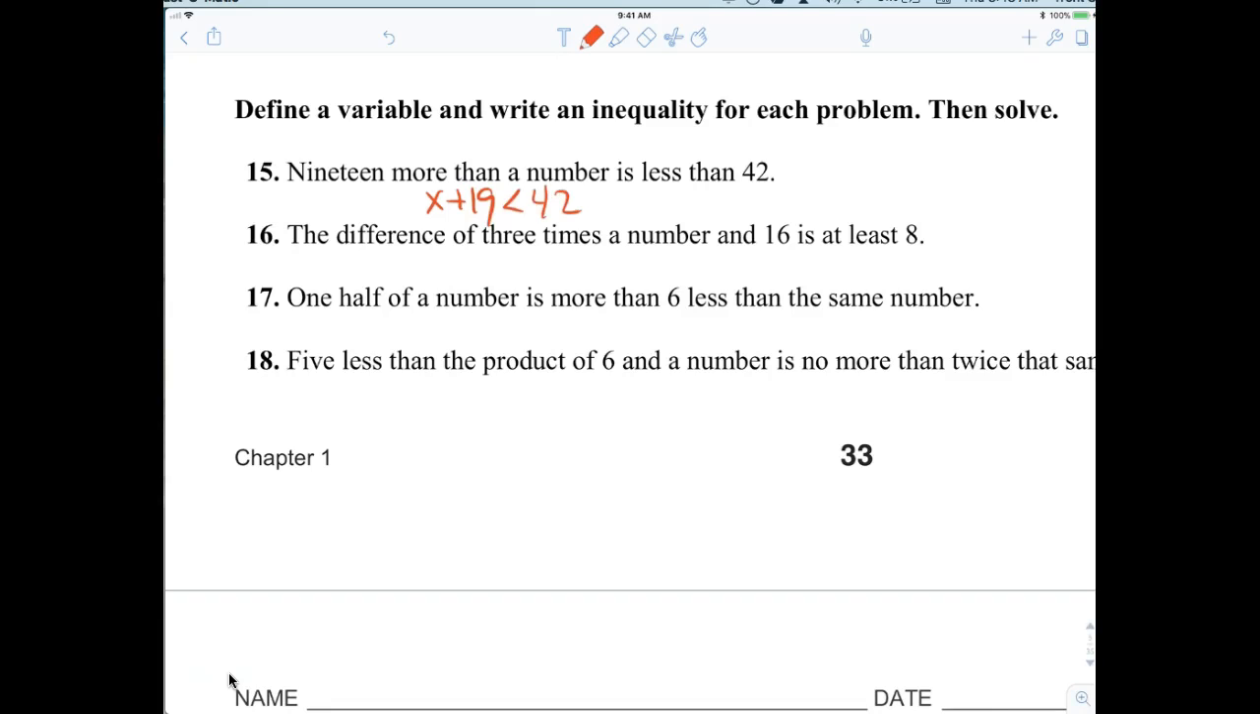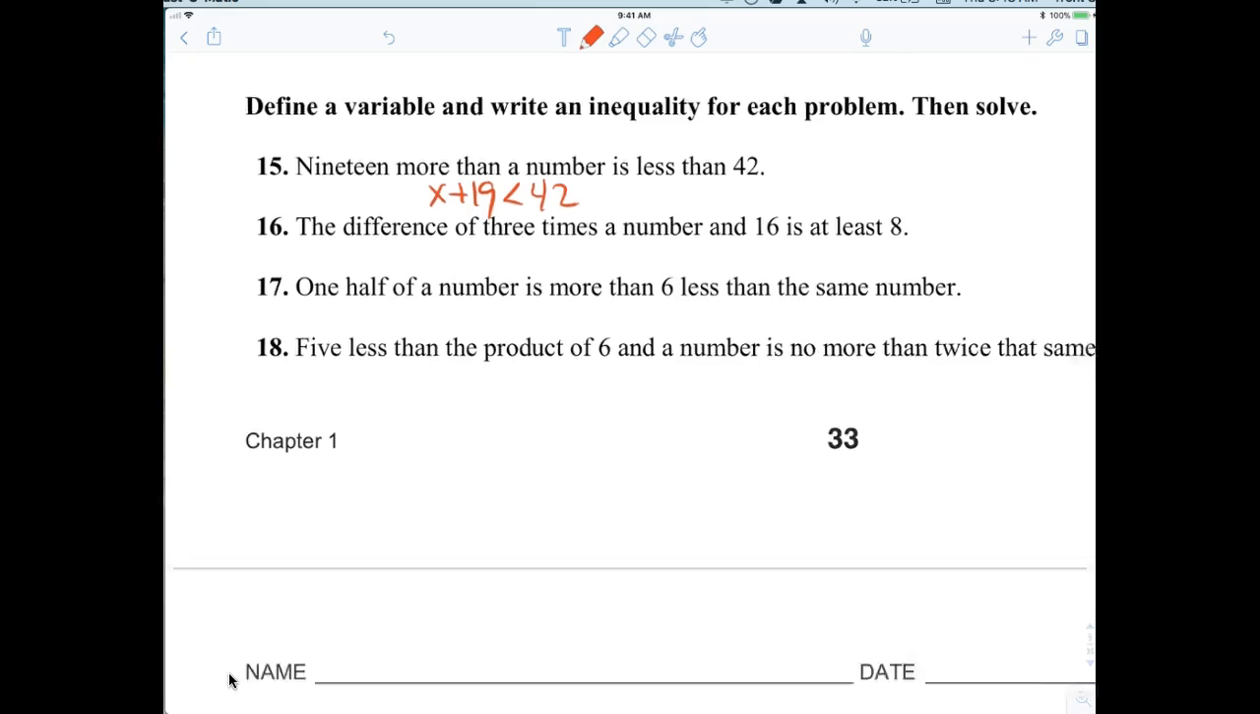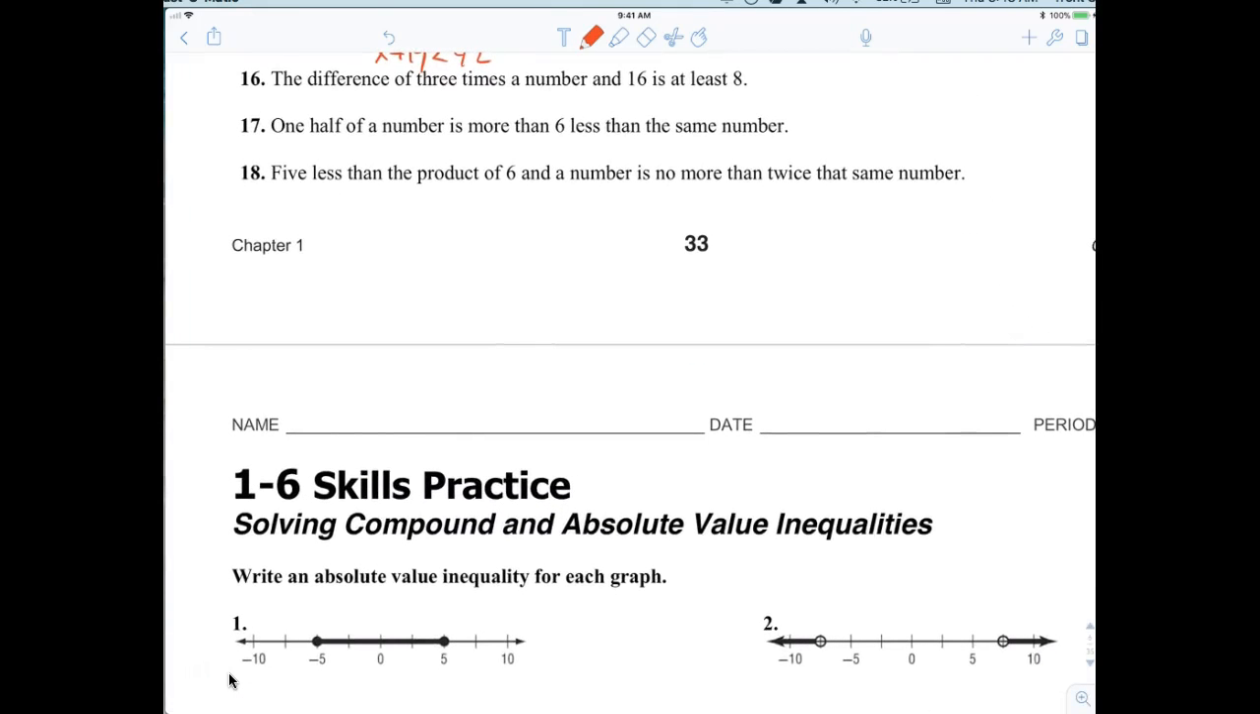42. I'm trying to figure out this one part. Okay, let's just look at 18, see if you're doing good. So 5 less than is what? So 6 minus 5. But wait, just stay with me. 5 less than means minus 5. All right, 5 less than what?